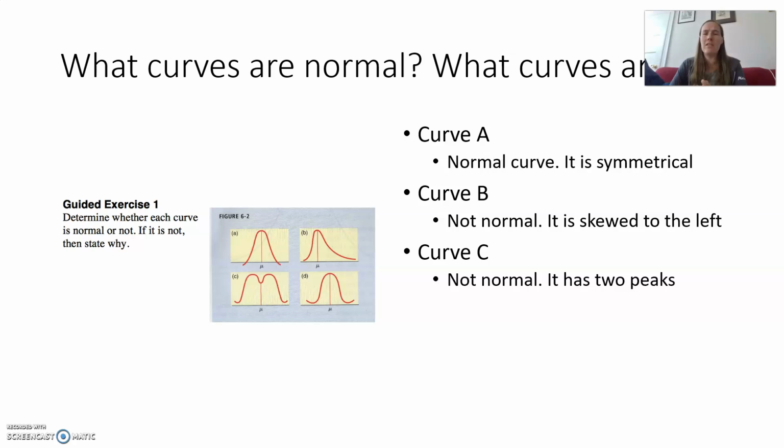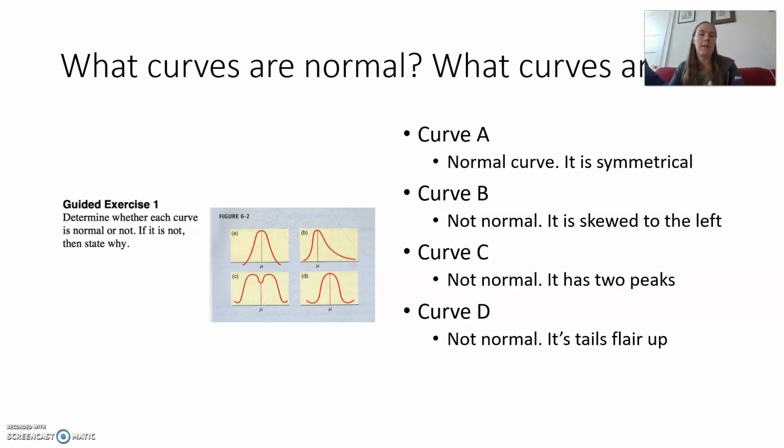What about curve C? Curve C is also not normal. It is symmetrical, but it has those two peaks, and that's not what a normal curve is. A normal curve is concentrated in one area. And our last one, curve D. Curve D is not normal either. It looks like it should be until you look at the very tails at the end, where they do a little loopy thing, which means it is not normal.